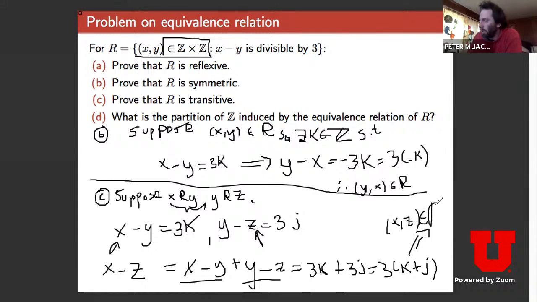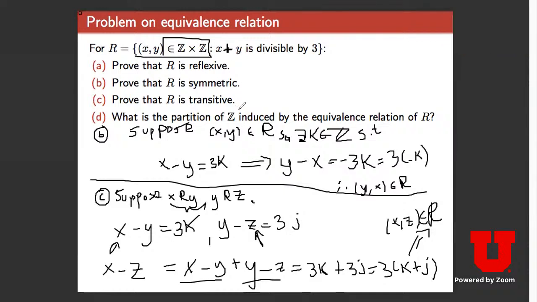What's up, Mike? So I have a question regarding if the relation was x plus y, how would we treat that scenario here with x plus y equals 3k and y plus z is equal to 3j? So basically, you're saying that the relation is this one instead? Right. Just where the part is for x minus z equal to x minus y plus y minus z. How would we treat that scenario?